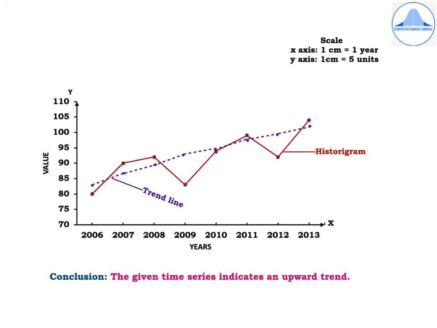So now join all these points using a scale by dotted lines, as I have done in purple color, and then you can mark that line as the trend line. Also, write the scale, that is x-axis 1 centimeter is equal to 1 year and y-axis 1 centimeter is equal to 5 units. Now, if you observe the trend line, you see that the trend line is increasing. So you can write the conclusion: the given time series indicates an upward trend.